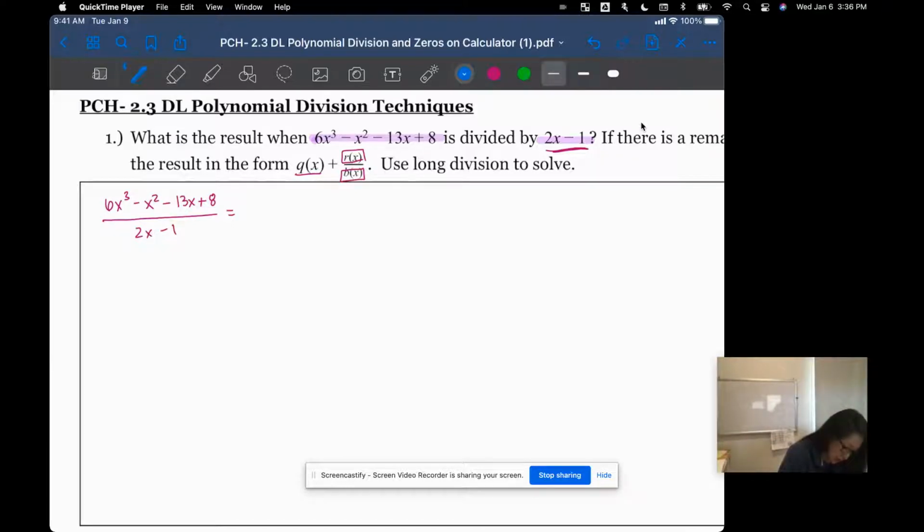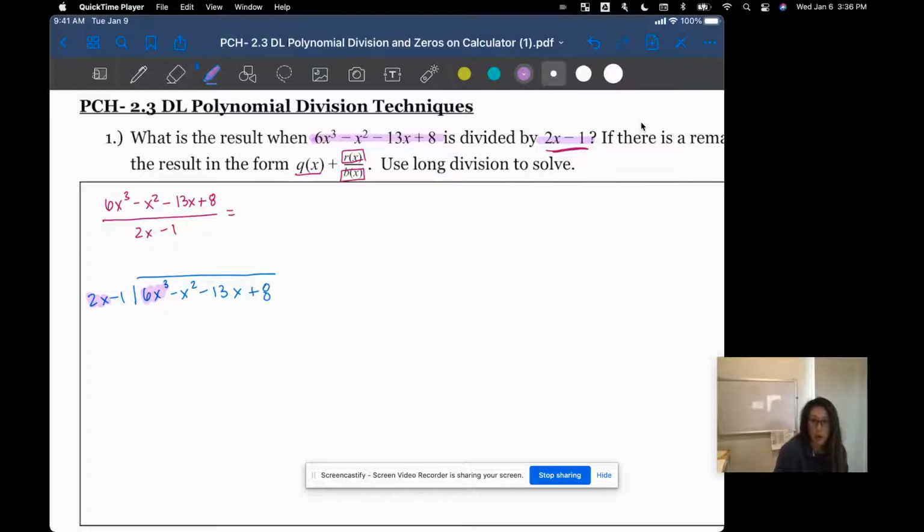I take the numerator and I put it inside, oops, I forgot the x, 6x cubed minus x squared minus 13x plus 8. And I'm going to divide 2x minus 1 into that. So we look at the leading term, 2x, and I'm going to send that into the leading term of my polynomial 6x cubed. So 2x times 3x squared, when I multiply, those give me 6x cubed. Then I'm going to multiply the 3x squared by the negative 1, the second term. So I get negative 3x squared.